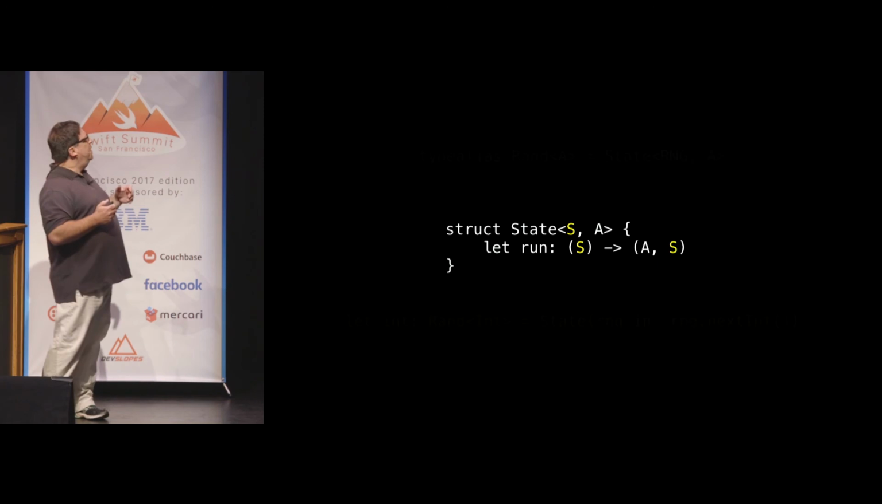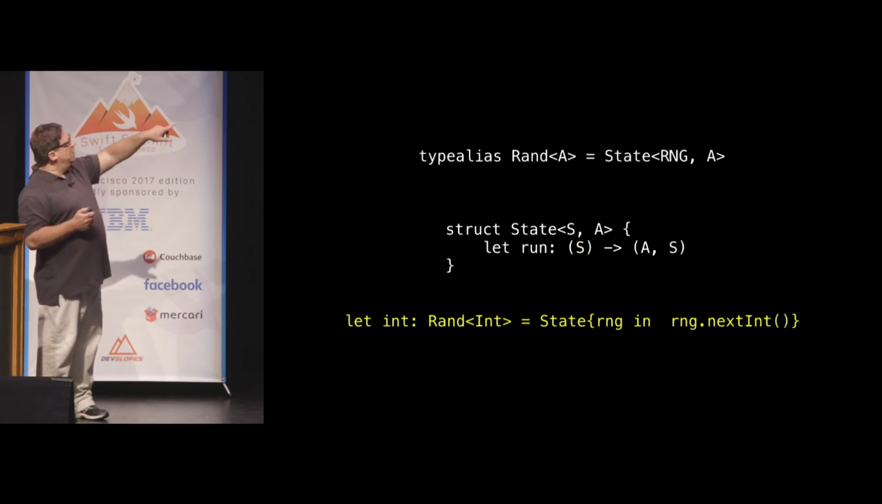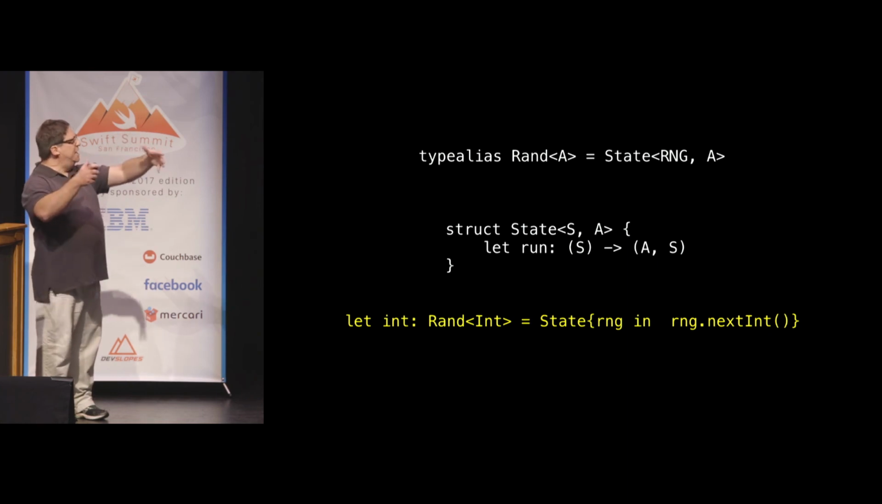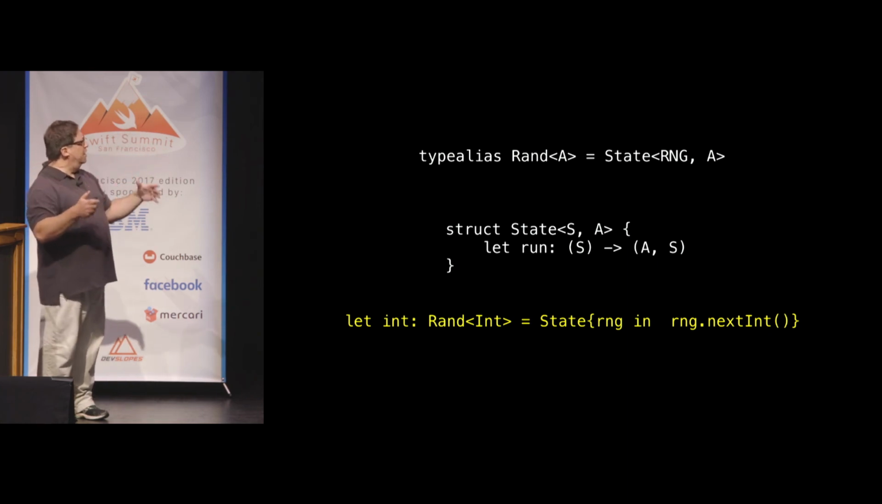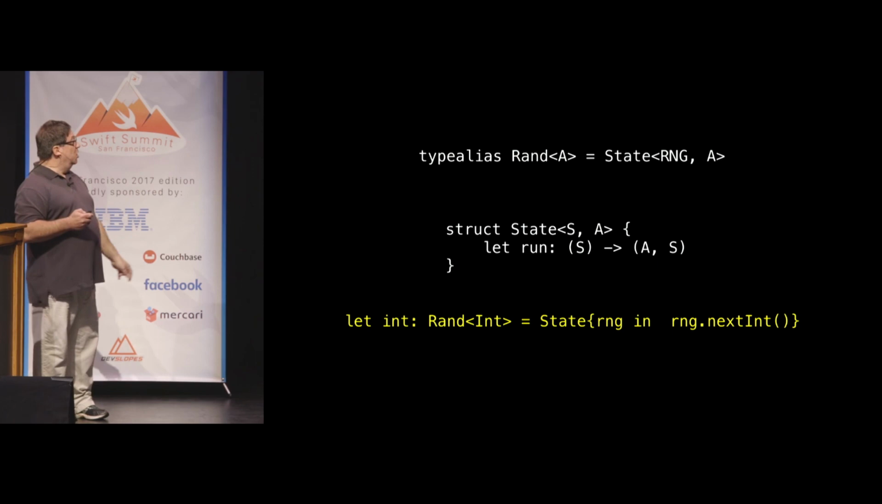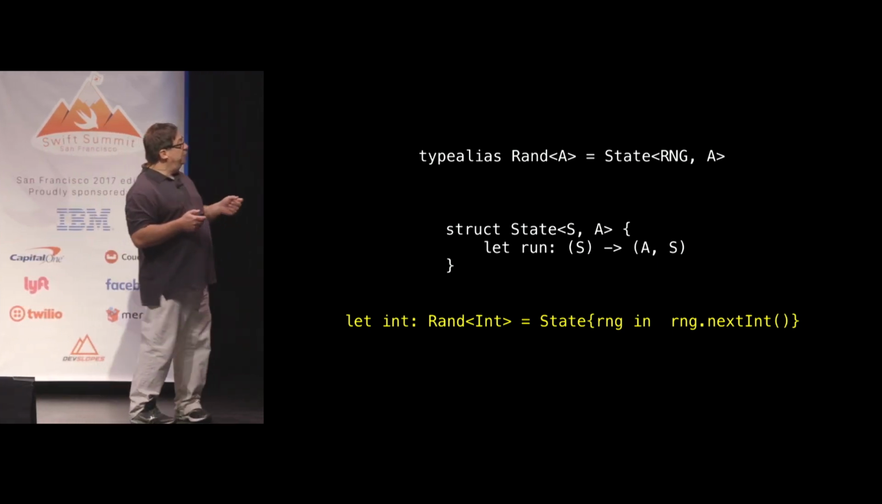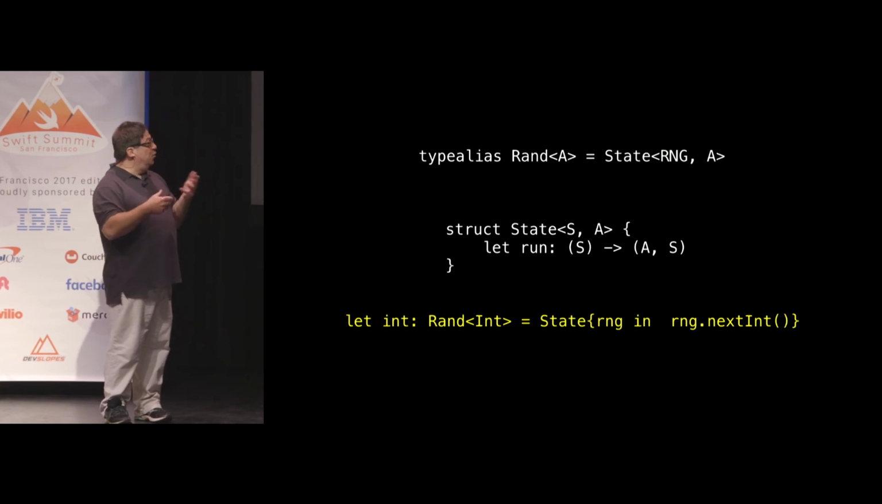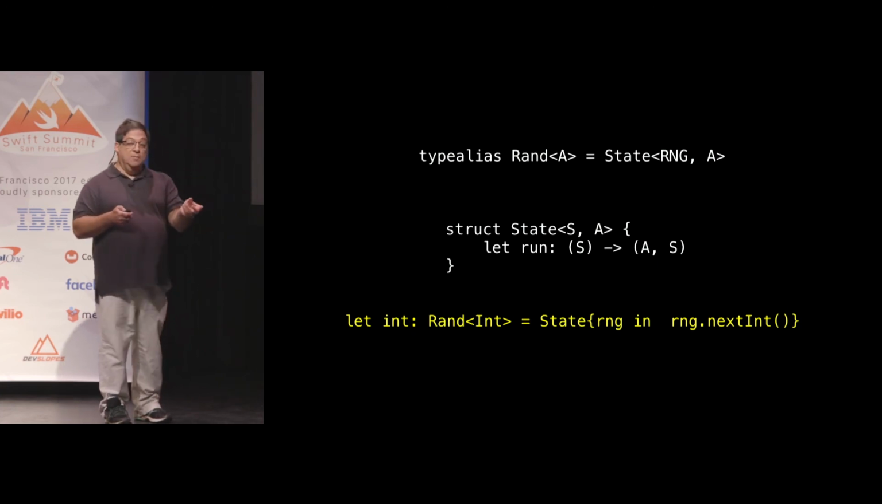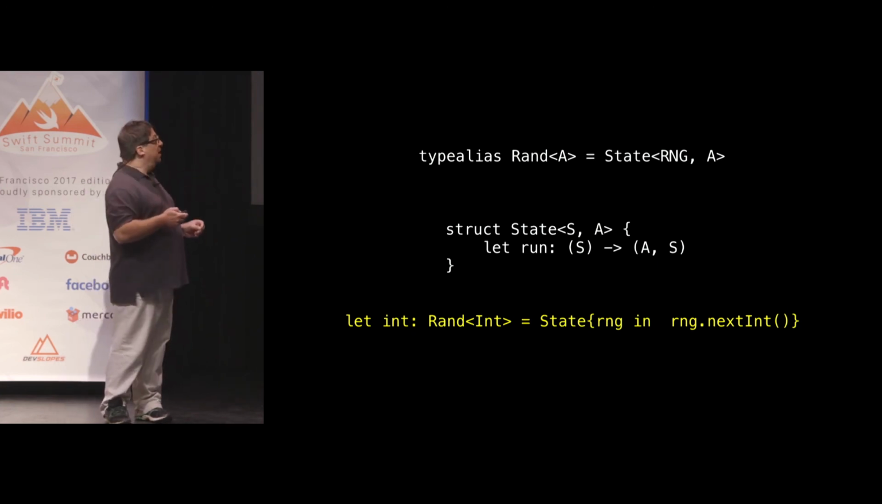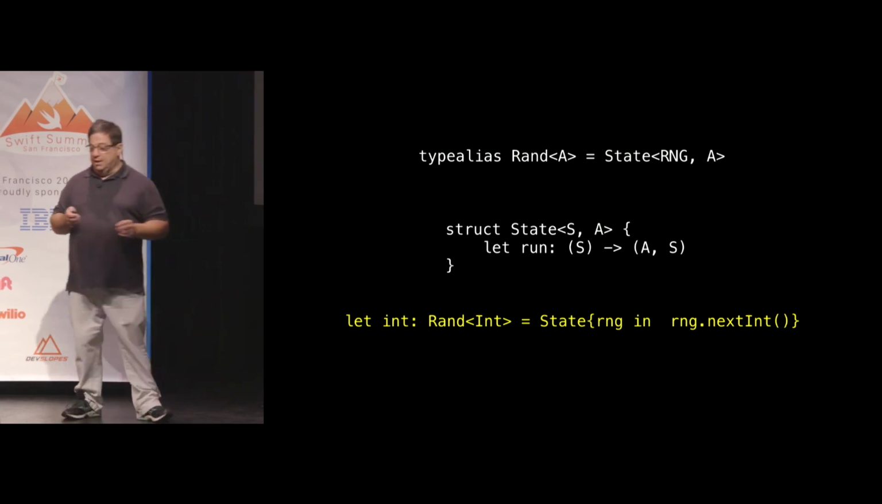And so the type alias that we use can say, well, another way to think of this is it's just a random number that depends on, say, int or double or anything else. And so here's how I create a random number generator for ints. I just pass in state, whatever the run method is, and I say, take the random number generator and give me back the next int. And so that's how I get int.